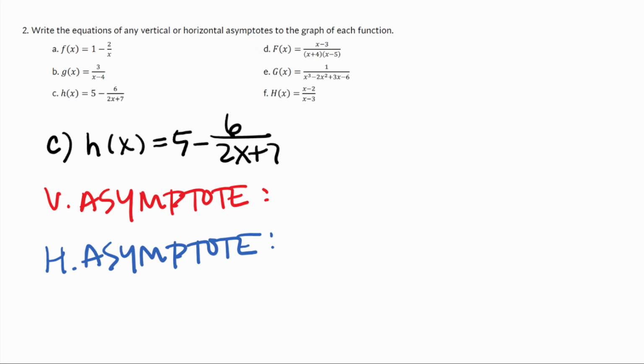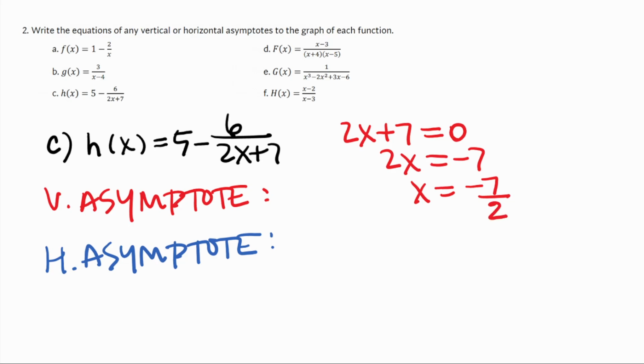C is, I guess, a little more interesting. So it's 5 minus 6 over 2x plus 7. And to get the vertical asymptote, I'm going to go over there to the denominator and say it's whatever x value is causing 0 in the denominator. So 2x plus 7 equals 0, where 2x equals negative 7 and x equals negative 7 halves. And then the horizontal asymptote, that's going to be y equals 5. You could also look at it as negative 6 over 2x plus 7. That graph would have a horizontal asymptote of y equals 0. We know that. And then I'm just adding 5, so that's going to shift the whole graph up by 5. Either way, horizontal asymptote, y equals 5.